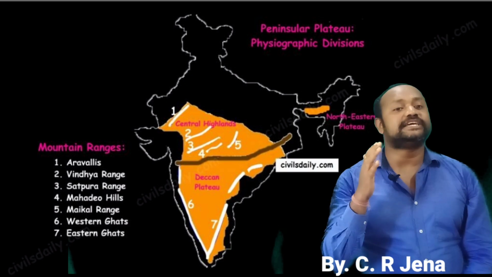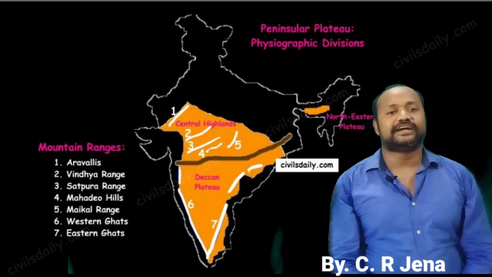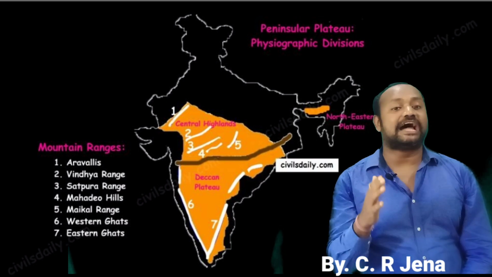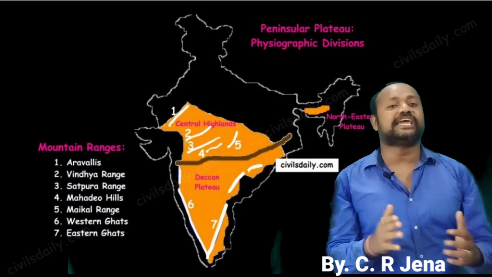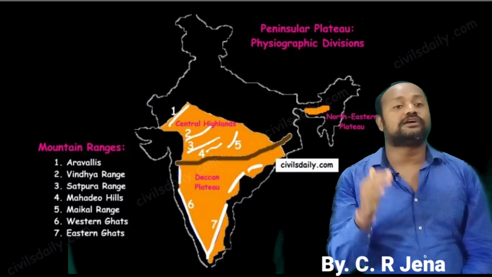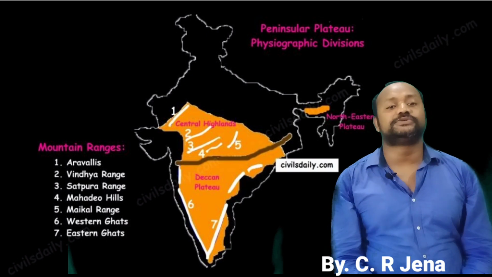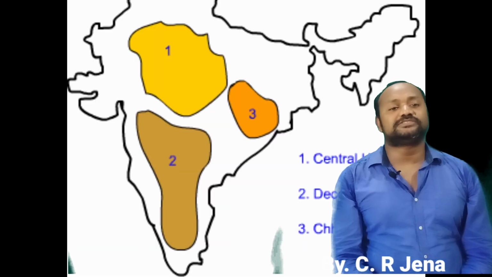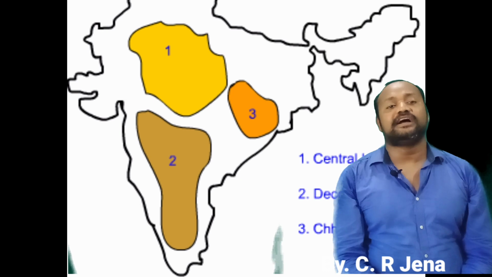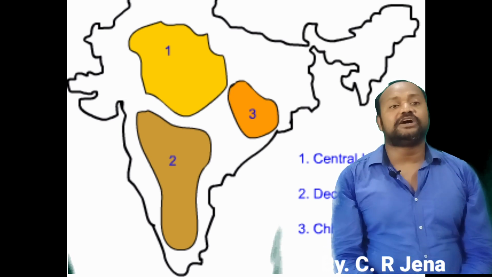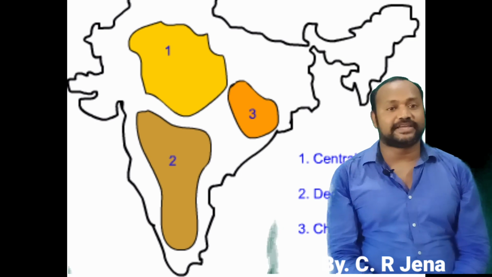Plateau is a large area with high altitude and having a flat top. A large area having high altitude with a flat top or comparatively flat top is known as a plateau. So let's discuss the Peninsula Plateau of India. Peninsula Plateau of India means a large part of India which is located in Peninsula India.